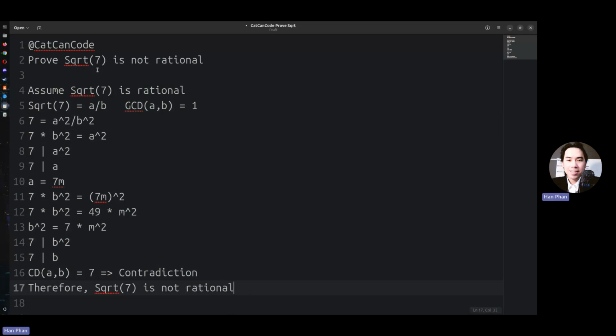Okay, so we have proved that square root of 7 is not rational using proof by contradiction.